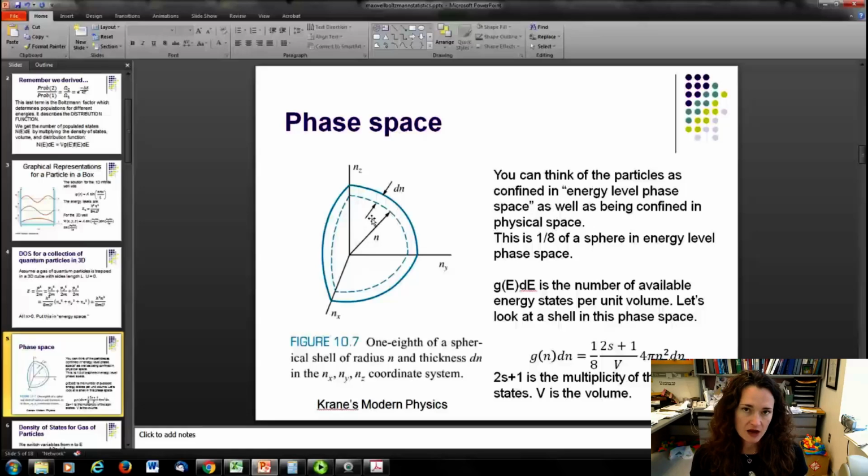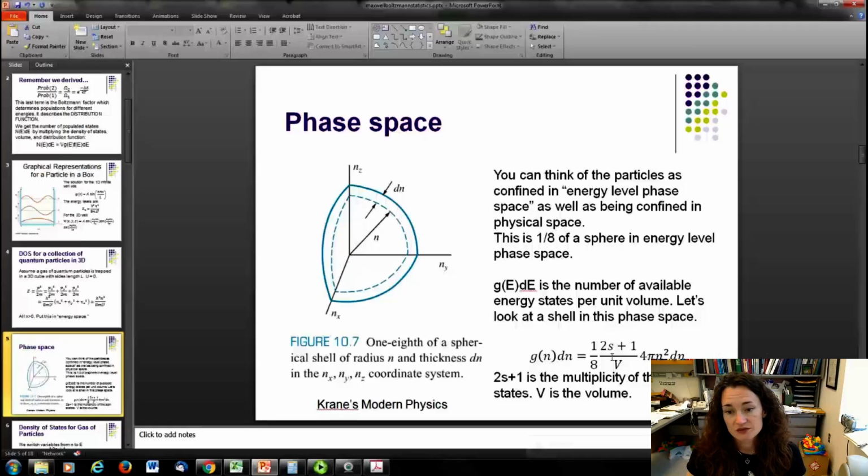Now, we don't really want an area, we want a volume because we want all the available energy states in there. And so we're going to take 4 pi n squared and multiply it times the thickness of our little shell, which is dn. Okay, so that explains the 4 pi n squared dn that's present in this density of states function.